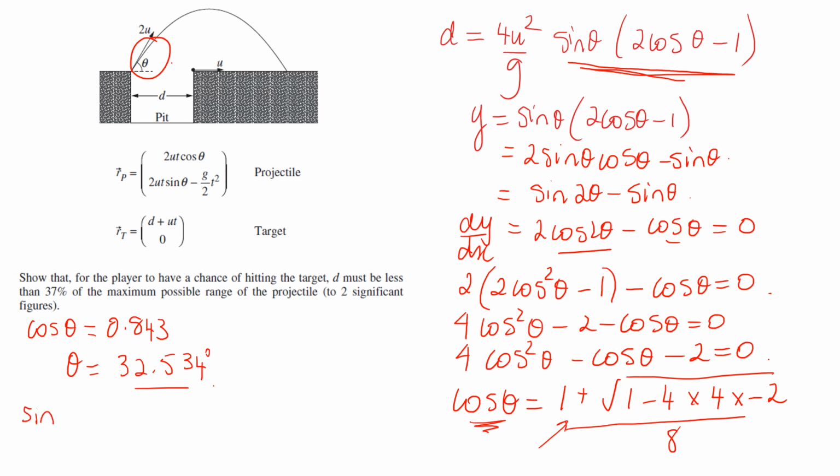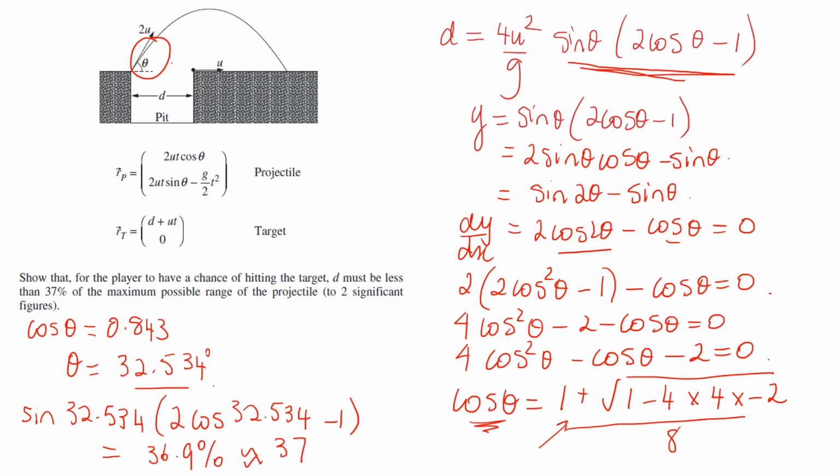So sine of 32.534 times 2 times cos 32.534, take 1, is equal to... no, that's 10. Sine of answer times brackets 2 times cos of answer, brackets, take away 1, close our brackets. Ta-da, 0.369, so 36.9%, which is approximately equal to 37%.